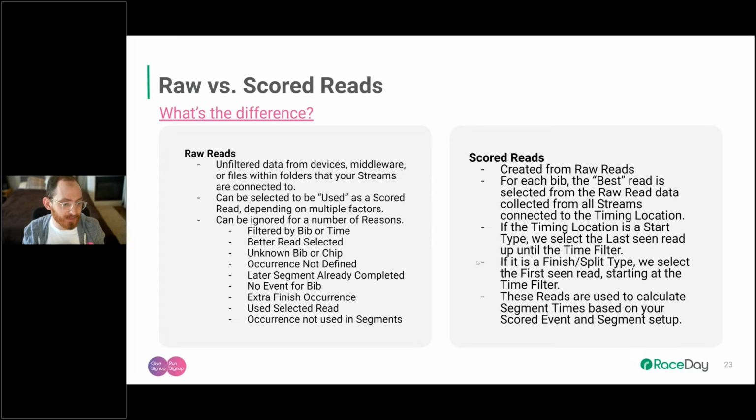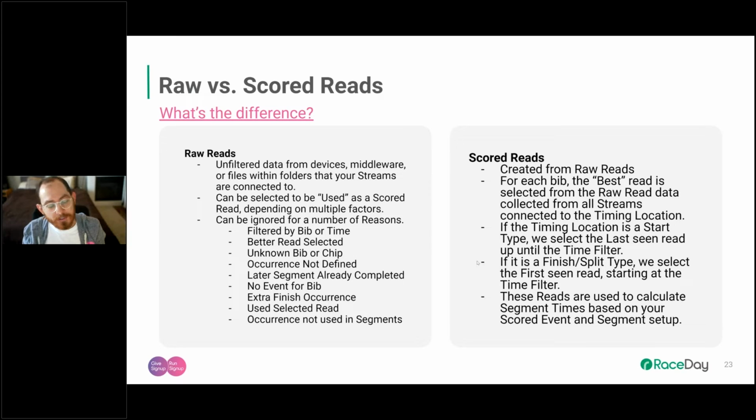Rarely ever happens. No event for bib is something that comes up a lot, and it could be for many different reasons, but usually it's because the read was at a location that was not being used for an event. So if you had a location set up that was not used for anything, like you just created a checkpoint location, but you didn't say it's part of a segment or a split or the finish for an event, then it would say, hey, there's no event association for this bib number. I don't know what to do with this read. So it just says no event for bib.